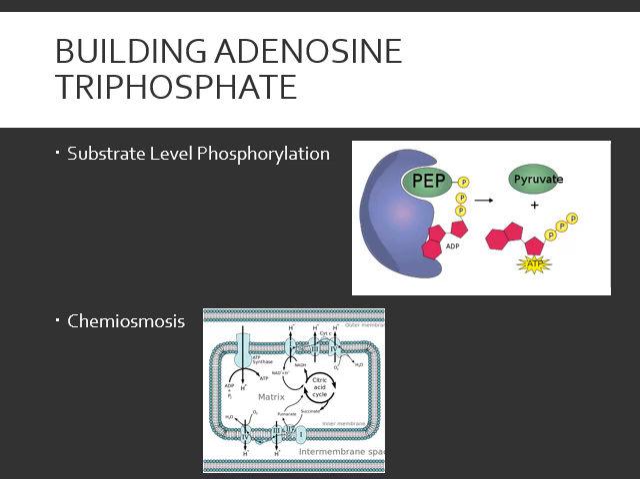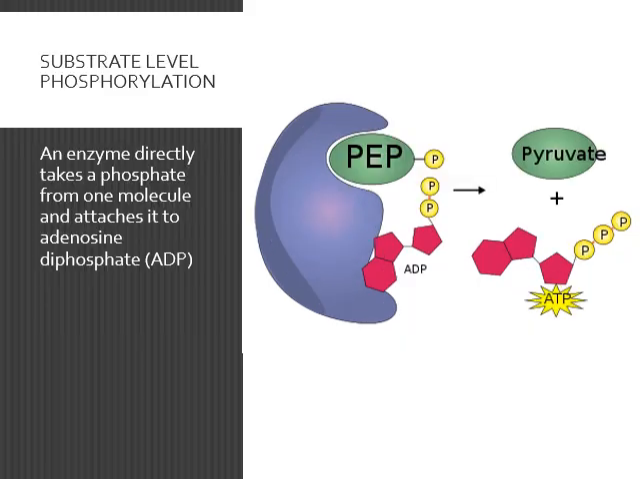There are two broad mechanisms for building adenosine triphosphate: substrate level phosphorylation and chemiosmosis. Substrate level phosphorylation is where you use an enzyme to directly build adenosine triphosphate. You take an adenosine diphosphate and a phosphate and you squish them together, now you have triphosphate. So that's it. Substrate level phosphorylation is where you use an enzyme to build ATP. That is the whole definition.